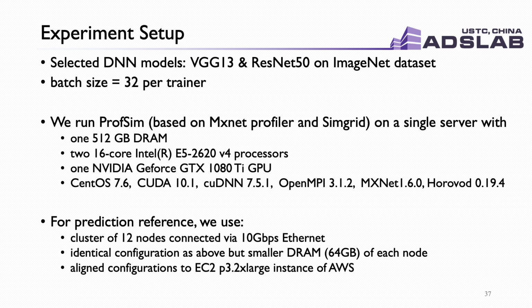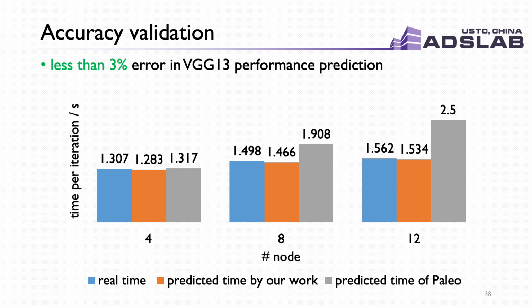After introducing the overall design, we'd like to introduce the part of our preliminary evaluations. First, we validate the accuracy of performance prediction at a relatively small scale with up to 12 nodes. With VGG13, we achieve less than 3% error. Here, we also compare our results with a related work, Paleo, which only adopts analytical modeling. When the cluster size increases, the prediction accuracy of Paleo keeps decreasing, while results of PerfEstimator remain roughly unchanged.